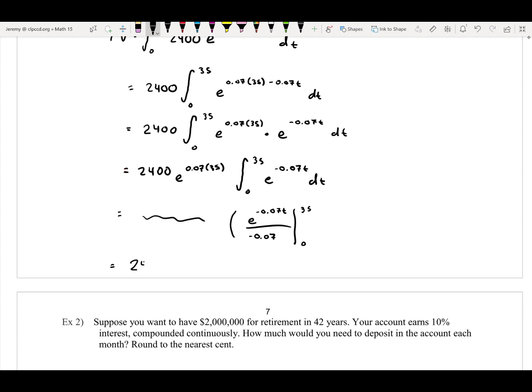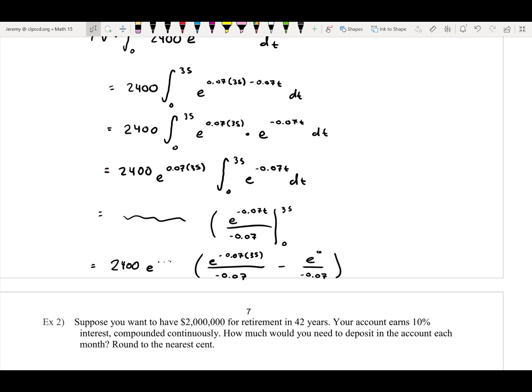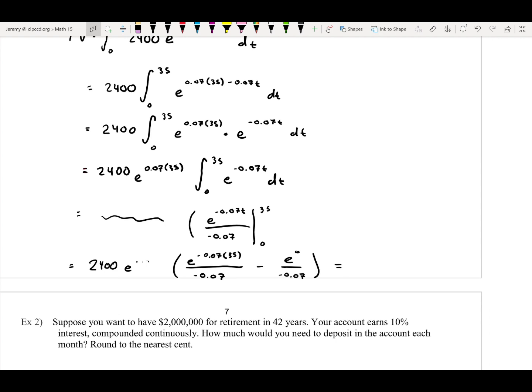Okay, so we still have all this, the 2400 e to the, all that stuff. And now evaluating this at 35, and subtract from it, evaluated at 0, so that would just be e to the 0, which is just 1. We could simplify this at a certain point. Once it gets manageable enough, I'll turn to my calculator and type that in. And here is what I got: $363,029.